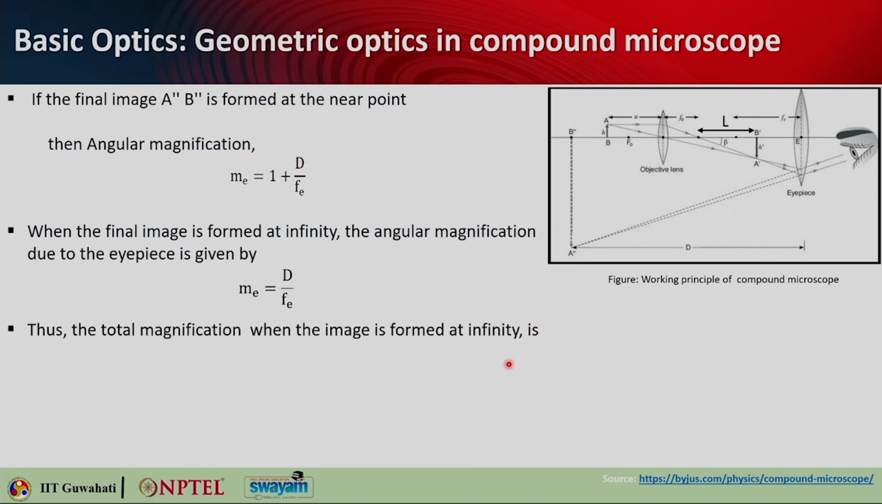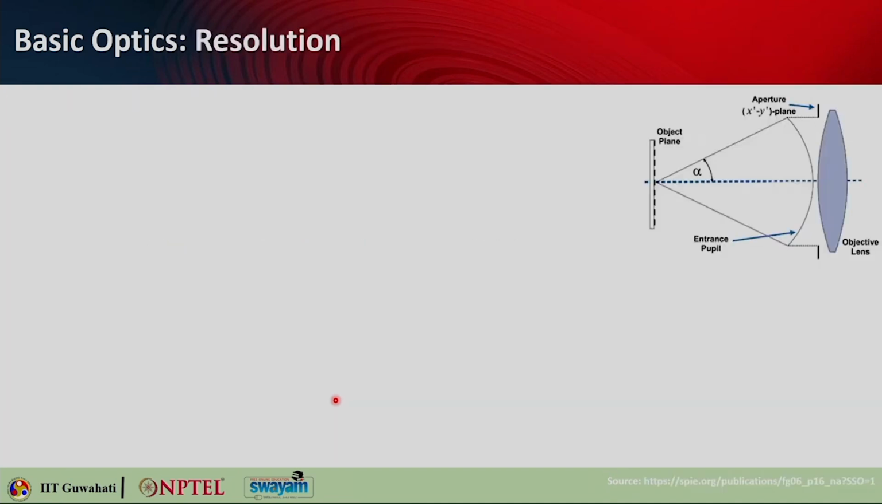And the total magnification when the image is formed at infinity can be written as M, the overall magnification factor, that is M_O times M_E, that is L over f naught times D over f_E. So with that you are able to find out the overall magnification factor of this compound microscope.